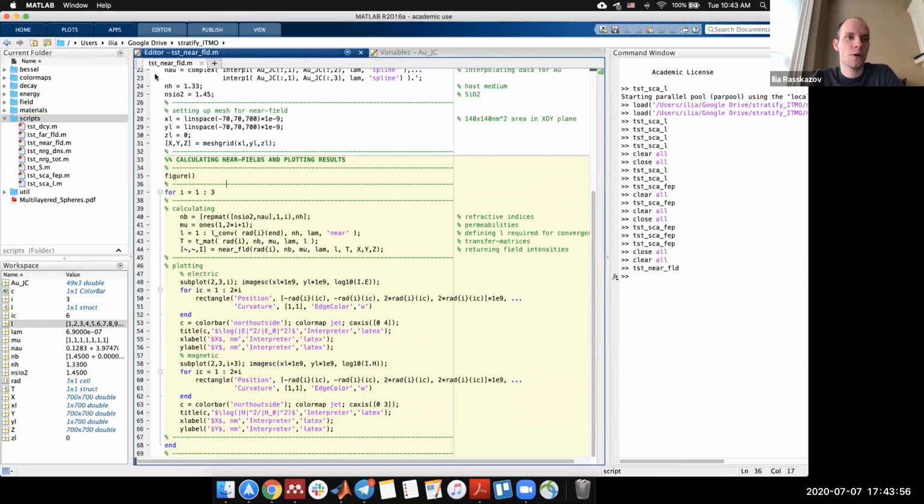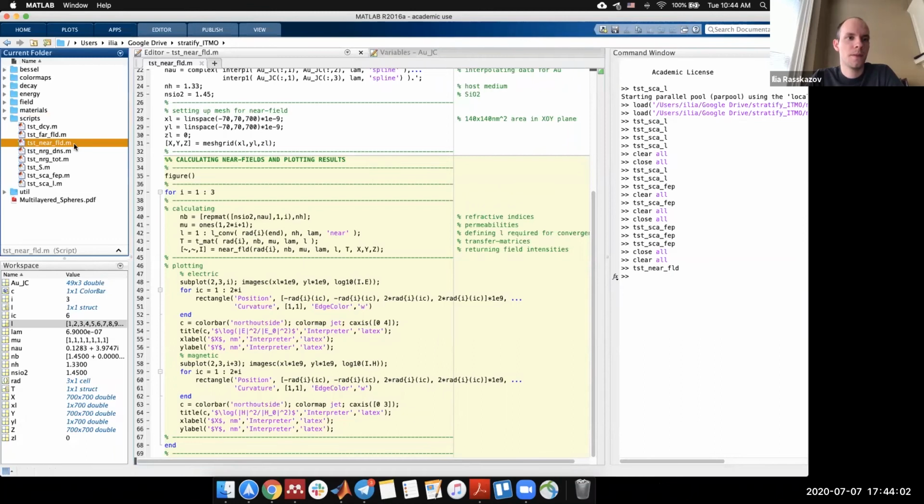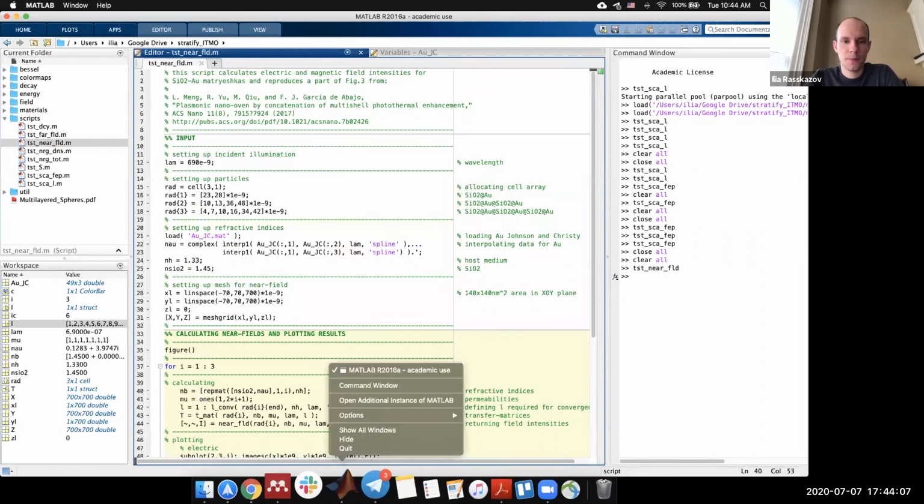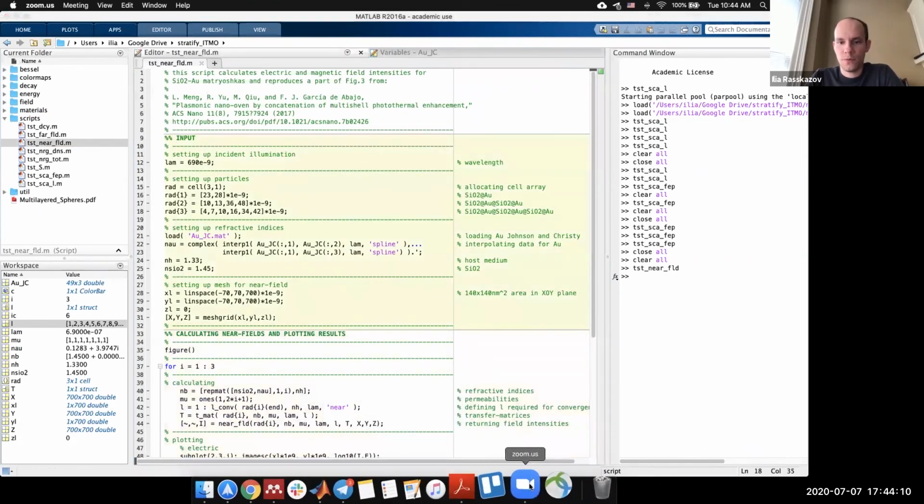Essentially, right now we are working on the test near field script. Regarding this script, I see the question from the Matlab. So the question was how to get these field diagrams in different planes, for example, XZ and YZ.